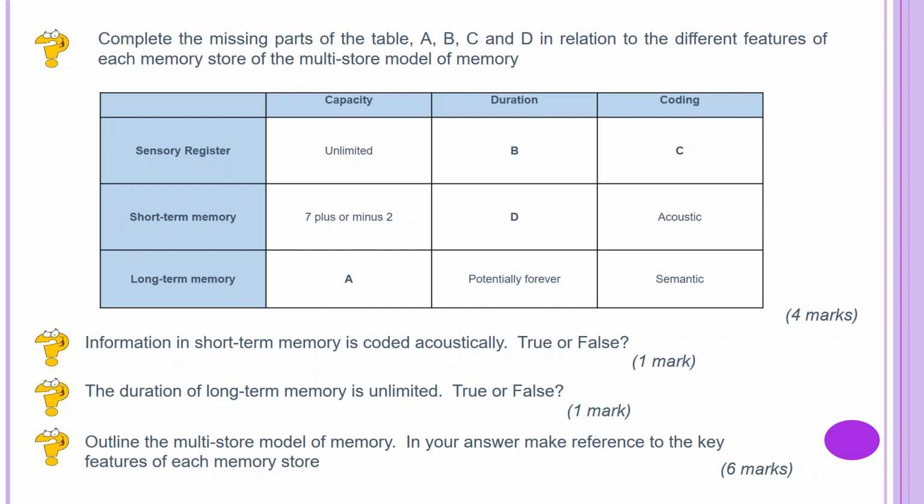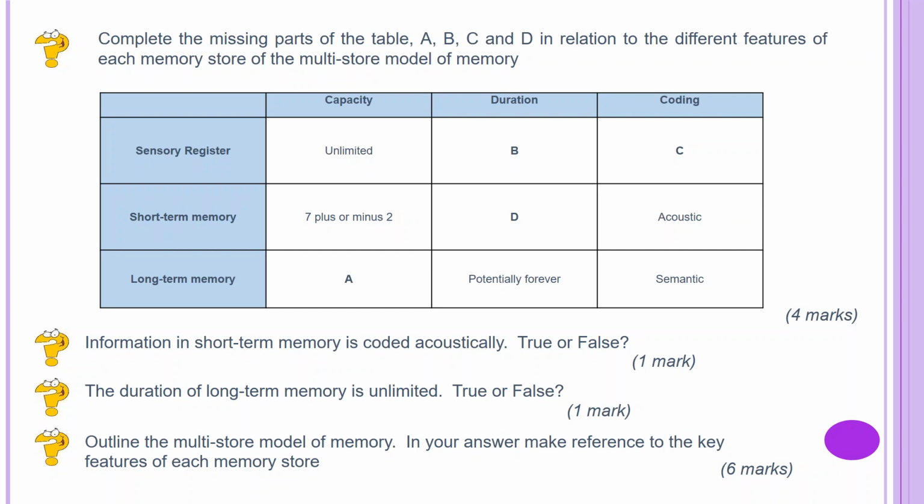The duration of long-term memory is unlimited. Now here, this is a tricky one. Students often say unlimited, but unlimited is a capacity word. So really, you're looking here for potentially forever. Okay, so this one would be false, potentially forever.